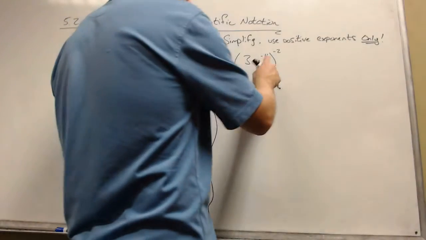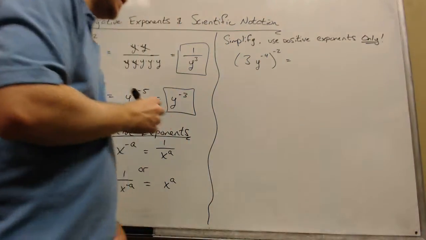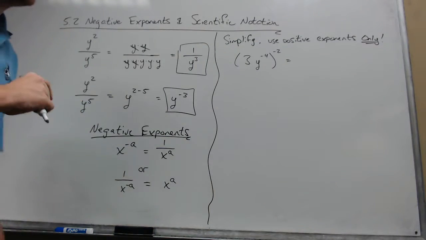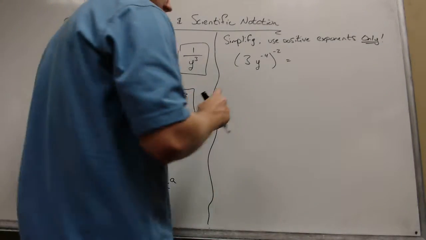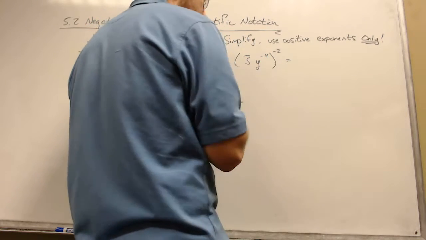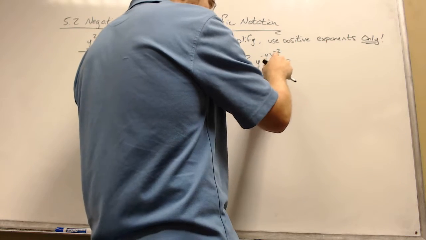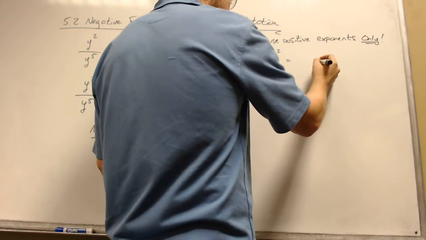If I have a power to a power, this goes back to our properties of exponents. Remember, when you have a power to a power, you want to multiply those exponents. So I would get rid of this parentheses and raise things to my powers right away. So I have y to the negative 4th and the negative 2nd. Multiply these, I end up with y to the 8th.